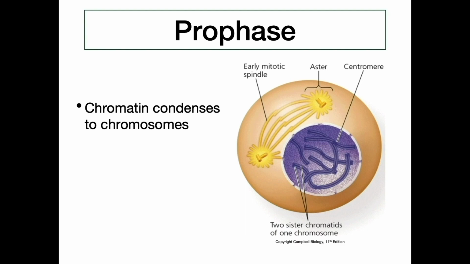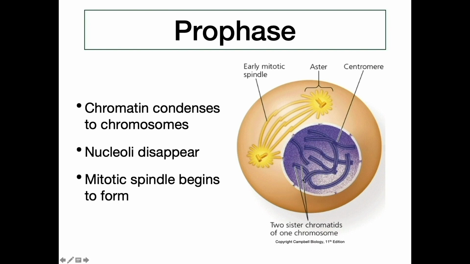So during prophase, we're going to have our chromatin start to condense to form chromosomes, which we can see taking place right here. We're also going to have our nucleoli disappear. So if you look at this nucleus right here, there's no nucleoli, so it's already disappeared by this point. And then we have our mitotic spindle beginning to form, which we can see right here.